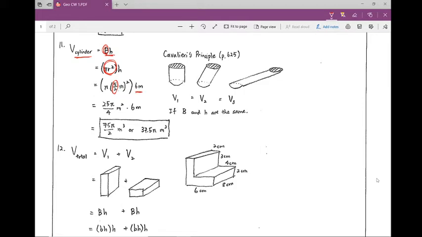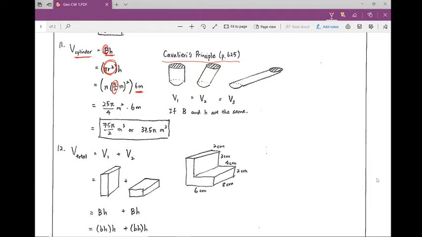Now here comes the difficult part. It says in your picture that the height is 6 meters, but it's slanted. What do I do when it's slanted? You're going to end up reading about the Cavalieri's principle right after this video.